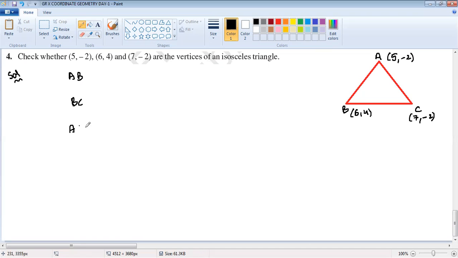Apply the concept of distance formula. You can use either the square root of x2 minus x1 whole square plus y2 minus y1 whole square, or x1 minus x2 whole square plus y1 minus y2 whole square. You can take either that concept or this concept. Anything you can take.